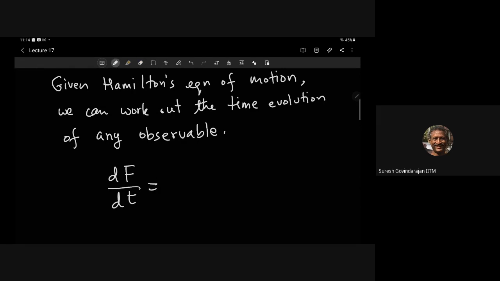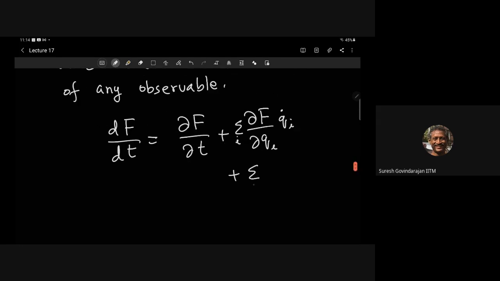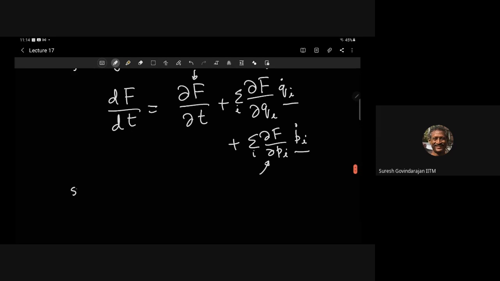Now I'll write it for n variables, n degrees of freedom. This would have one term, which is the explicit time dependent term, plus the other terms. So this says that this thing has three kinds of dependencies on time. This is explicit, this is through the coordinate dependence, and this is through the momentum dependence. But now we have something very nice. We need to use q dot and p dot, so substitute for q dot and p dot in terms of Hamilton's equations.